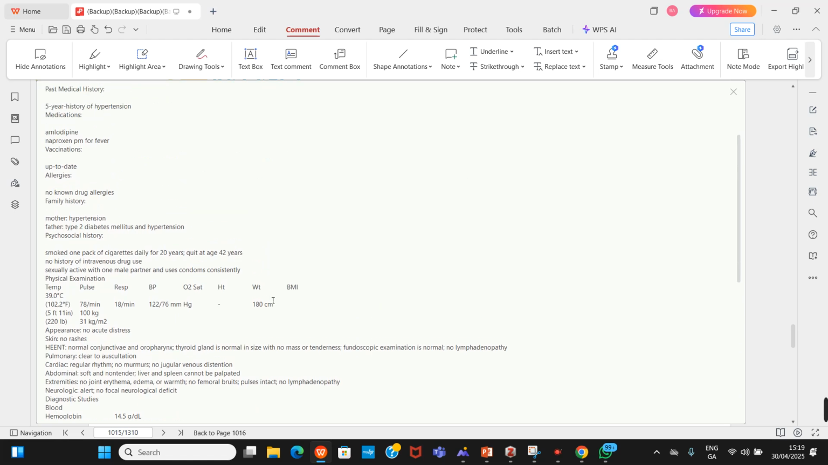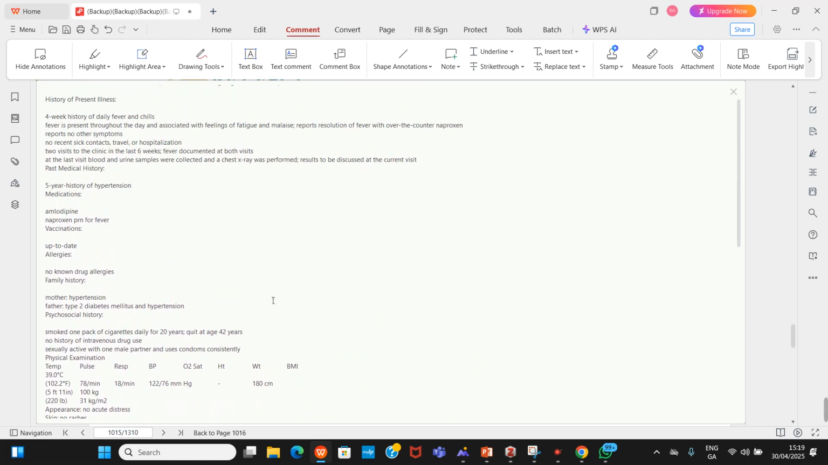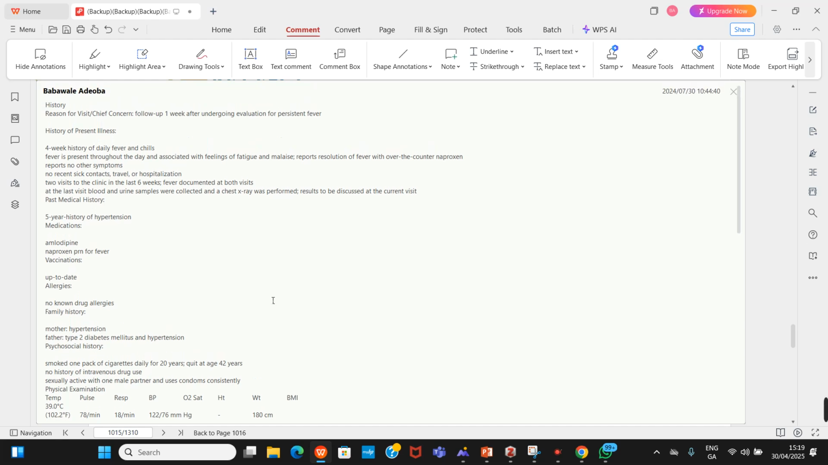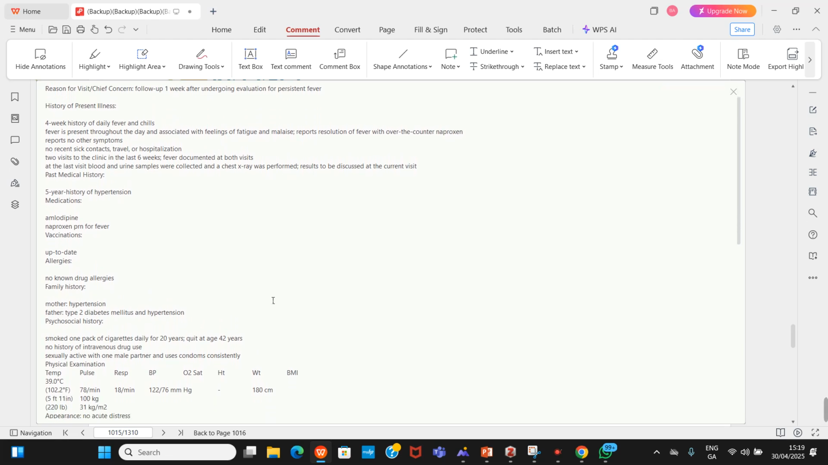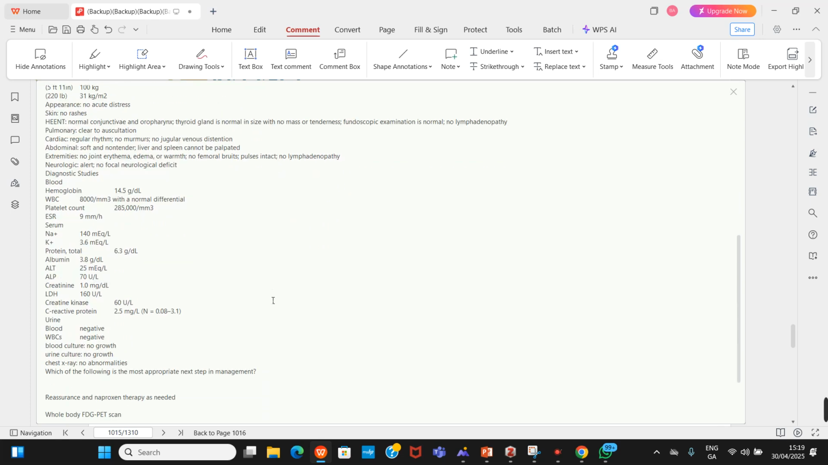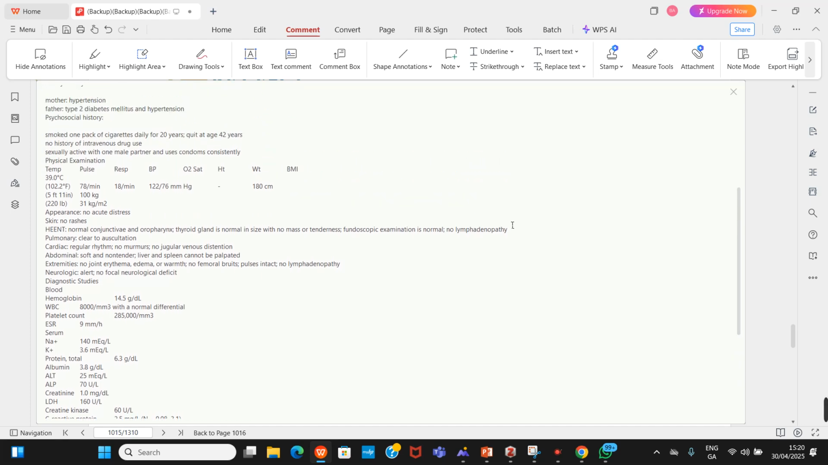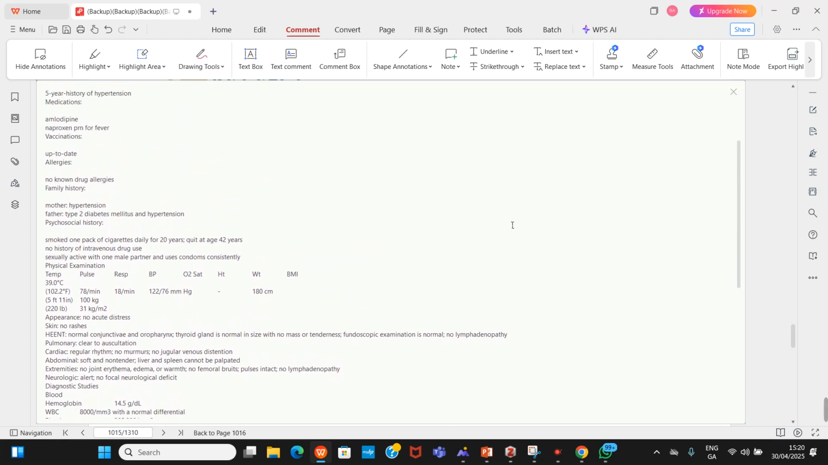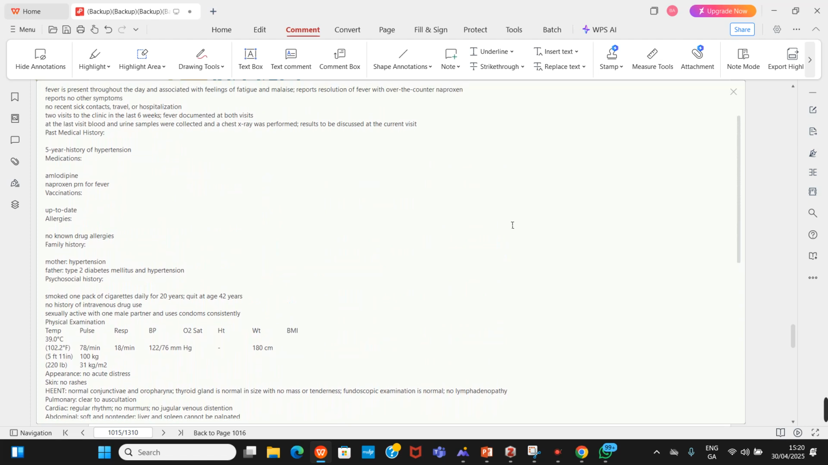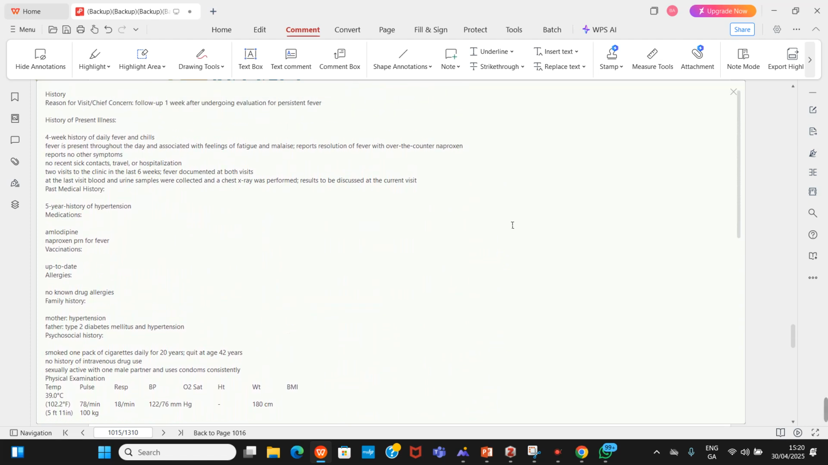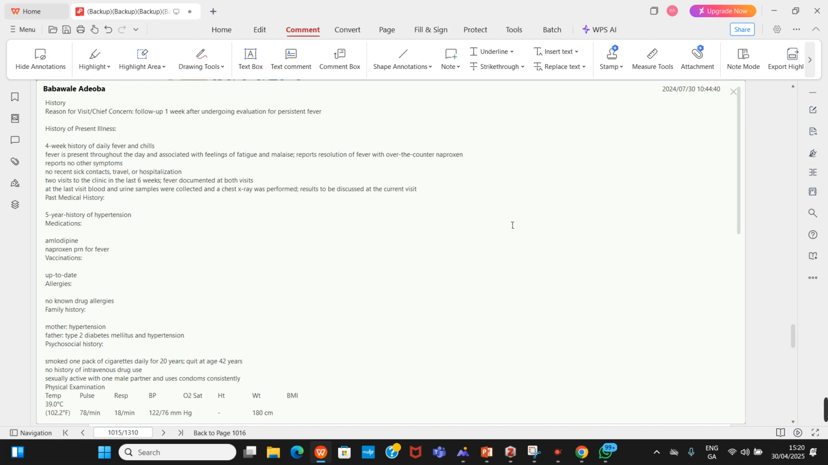So this person smokes cigarettes daily for 20 years, but quit at 42 years. Sexually active. She uses naproxen, and there's resolution of the fever. So what are we going to do for this patient? Anybody? I know that the history is quite scattered, and maybe I can give us some time to also go through it.